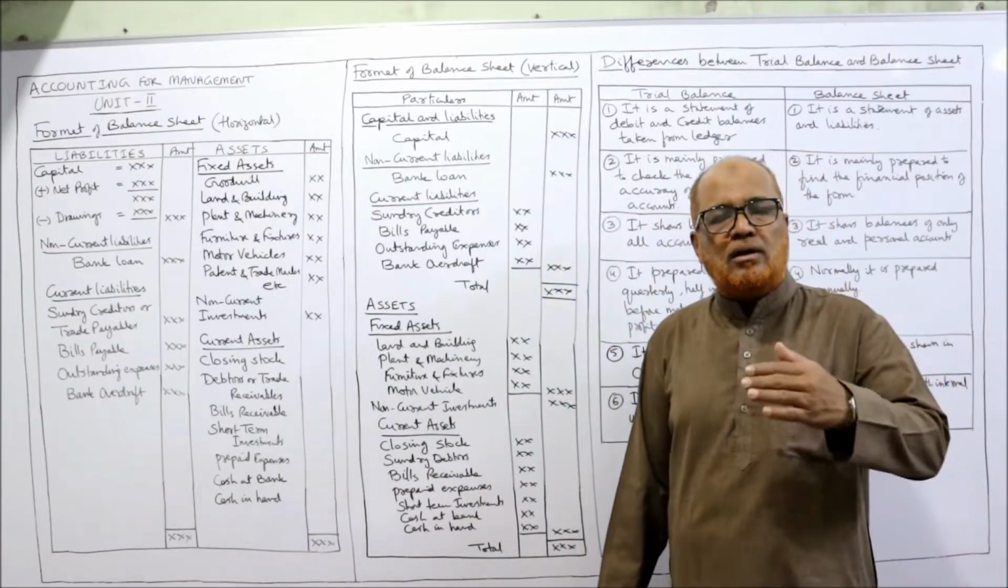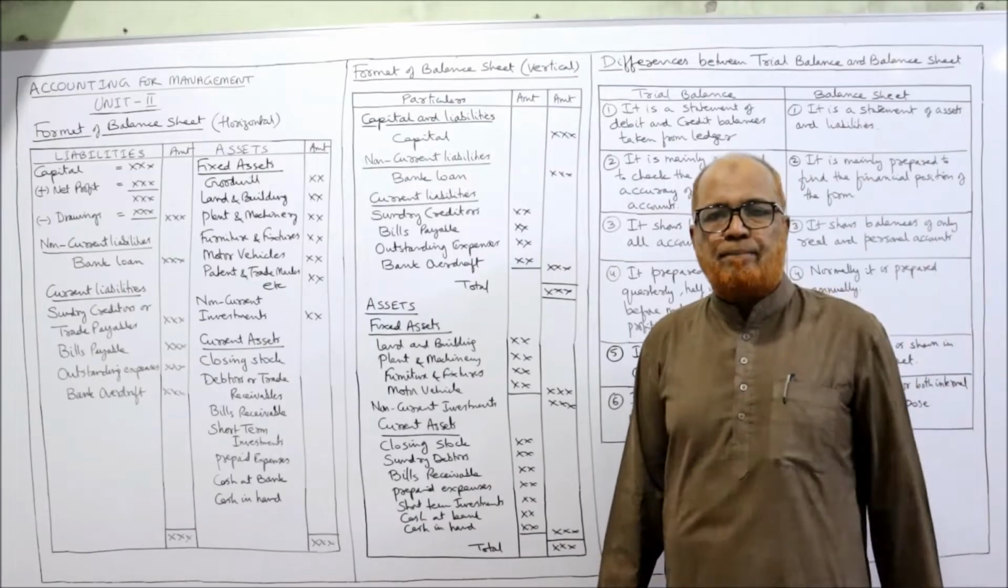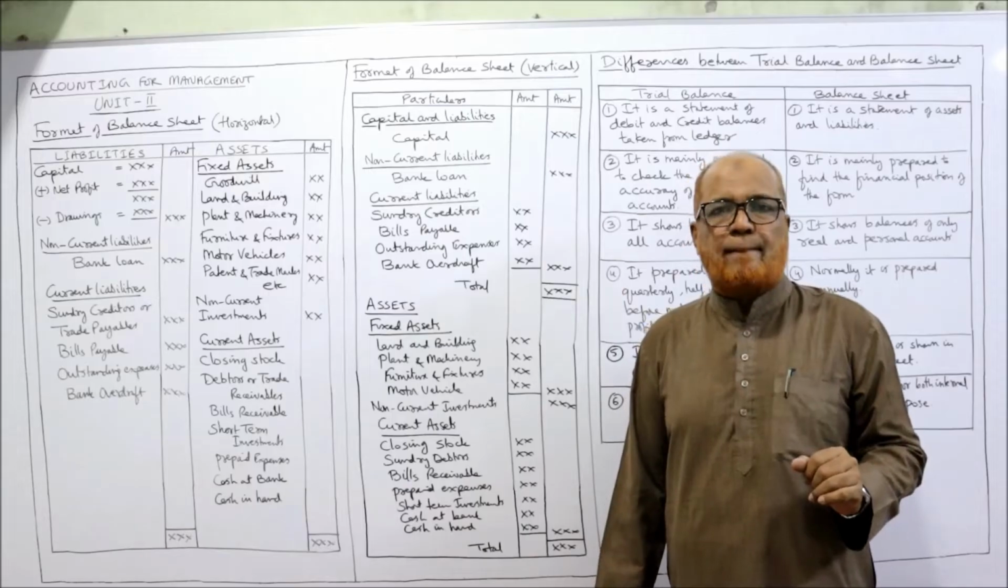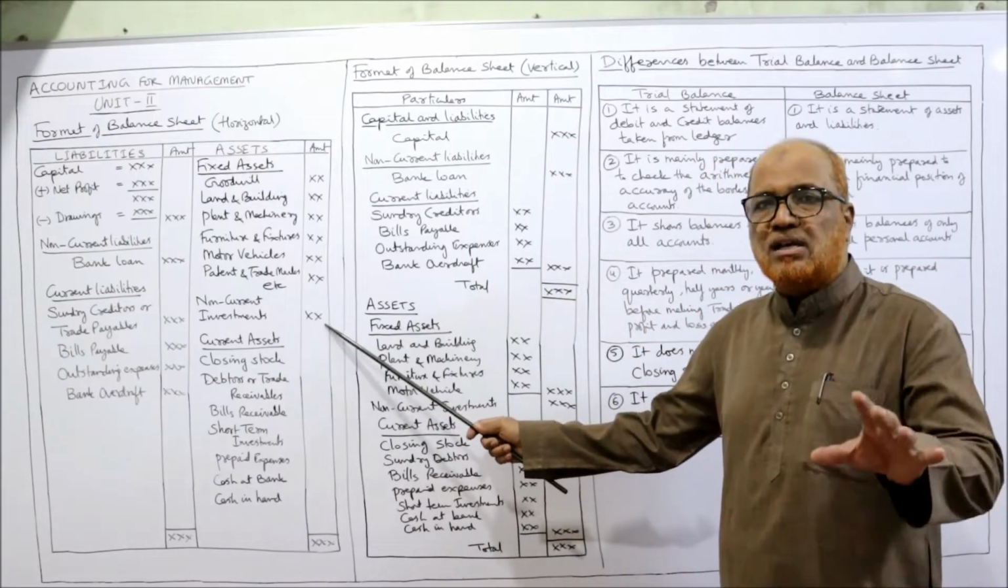Non-current investments. Suppose in the problem there is non-current investment, long-term investment. The business has invested their money on long-term basis. That is called long-term investment. If it is there, we'll take.